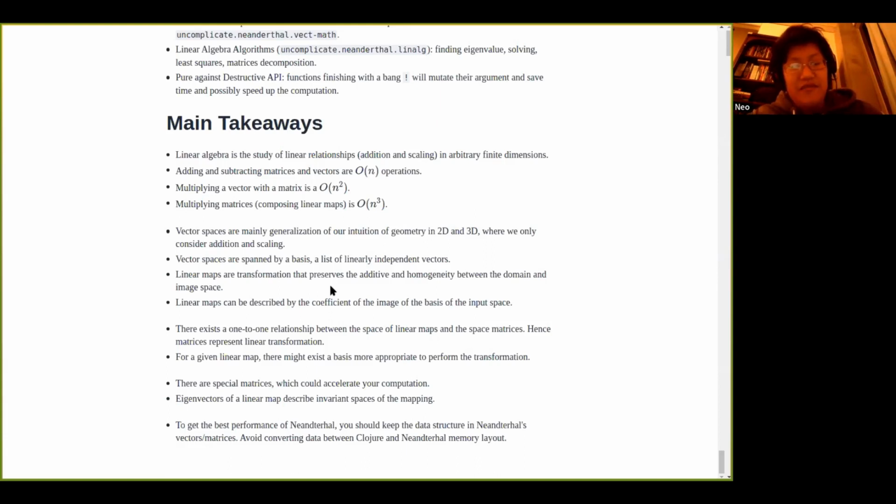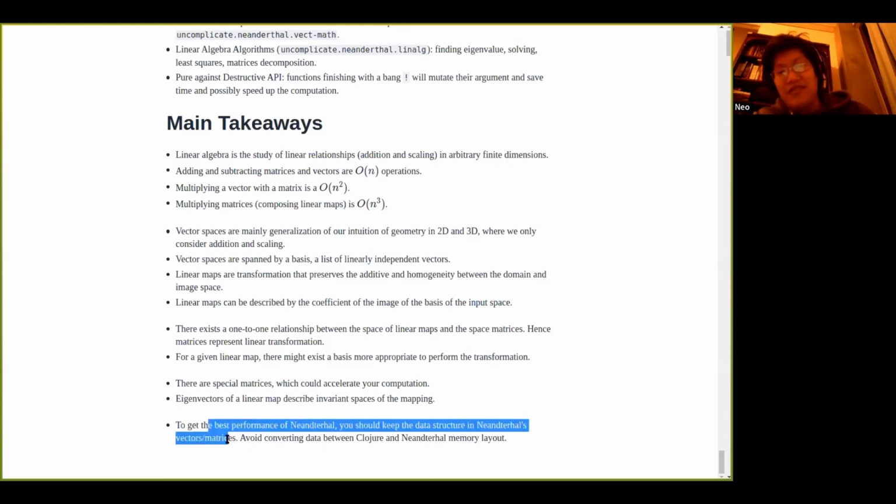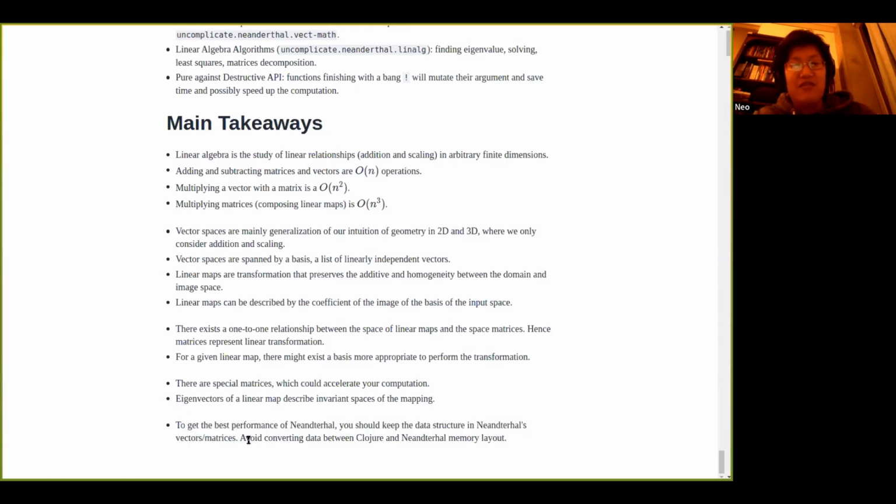And a final point here is, if you use Neanderthal, then make sure to keep vectors in Neanderthal formats, because if you start to switch between Neanderthal data objects and Clojure vectors, this is where you're going to start to lose a lot of speed. And with this, I'm finished with my presentation. Any questions?